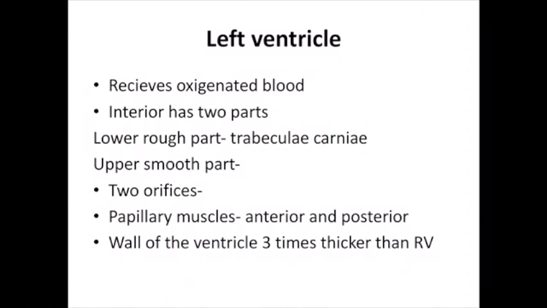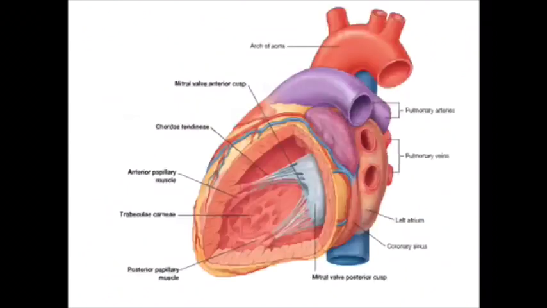The left ventricle has two orifices, and there are two papillary muscles, anterior and posterior. The walls of the left ventricle are 3 times thicker than the right ventricle.